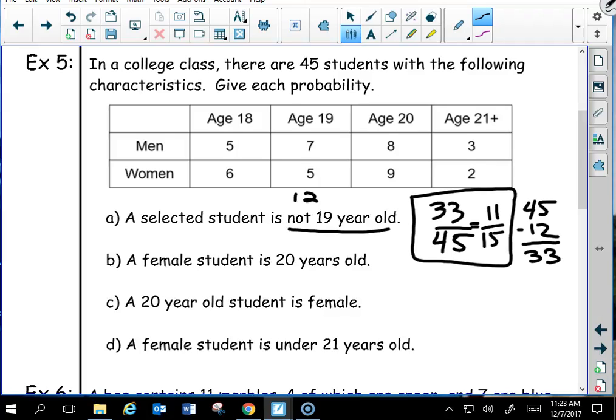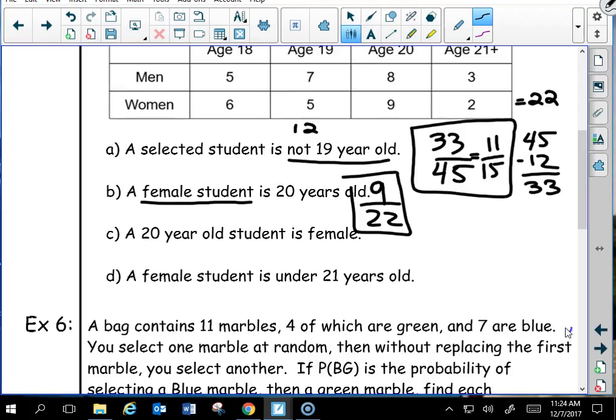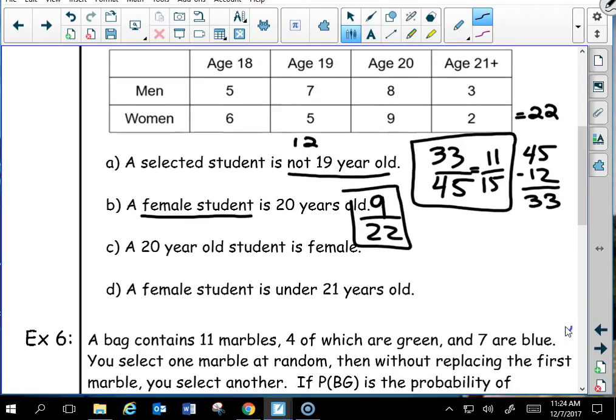How about the probability a female student is 20 years old? Okay, here's where we have to take a look at, we're actually only giving the probability out of the female students. So when we add up the numbers for the females, 6 and 5 is 11, plus 9 is 20, so we get a total of 22. That's our denominator. And a female student is 20 years old. Out of that row, there are 9 of them. So if we just randomly pick one of the female students, probability they're going to be 20 is 9 out of 22.